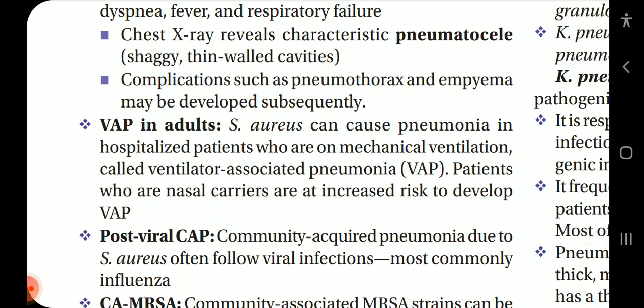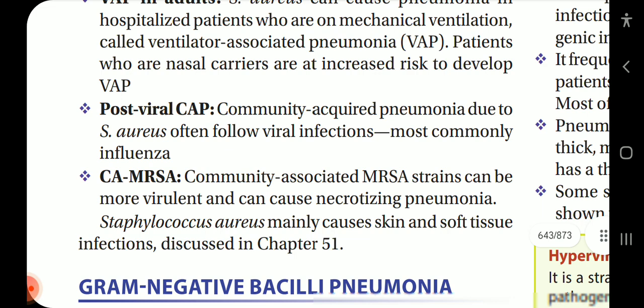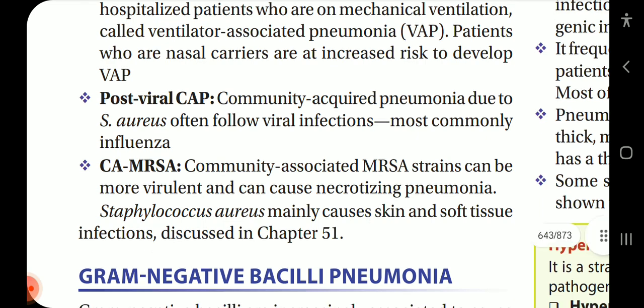VAP in adults: Staph aureus can cause pneumonia in hospitalized patients on mechanical ventilation, called ventilator-associated pneumonia (VAP). Patients who are nasal carriers are at risk of developing VAP. Post-viral CAP: community-acquired pneumonia due to Staph aureus often follows viral infection, most commonly influenza. CA-MRSA, community-associated MRSA strains, can be more virulent and can cause necrotizing pneumonia. Staphylococcus aureus mainly causes skin and soft tissue infections, of course, we know that.